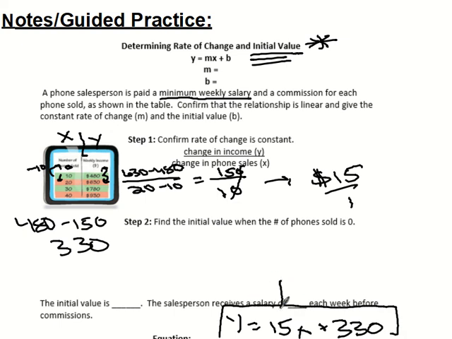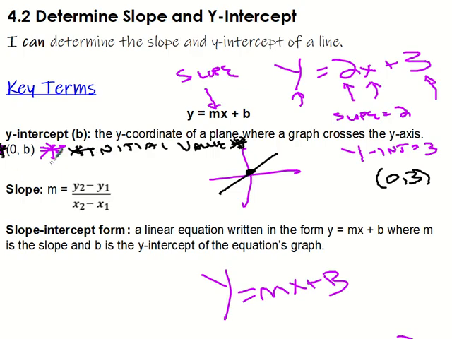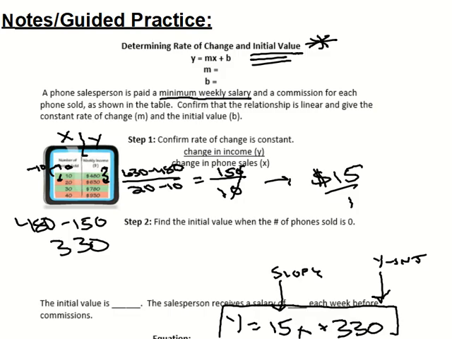So my slope is 15. My y-intercept is 330 because they start at $330 and then they make $15 for every phone. And the way I did that is I took my slope, my rate of change, my change in y over my change in x, and I went backwards until I had x was 0. Because the definition of the y-intercept is whenever x is 0, whatever your y is.